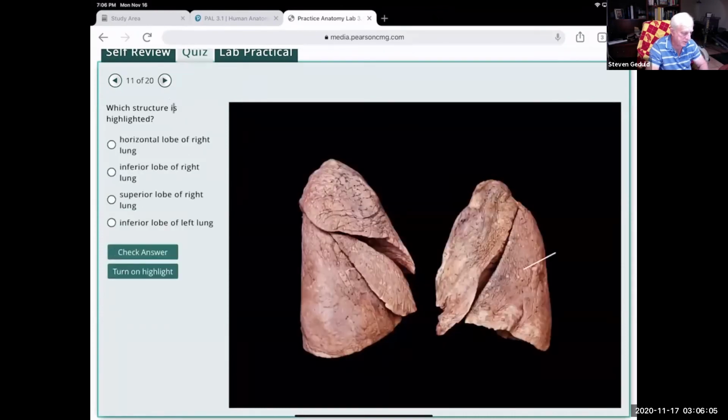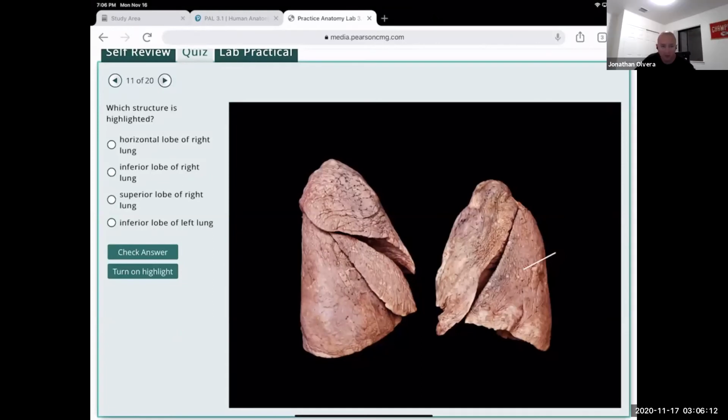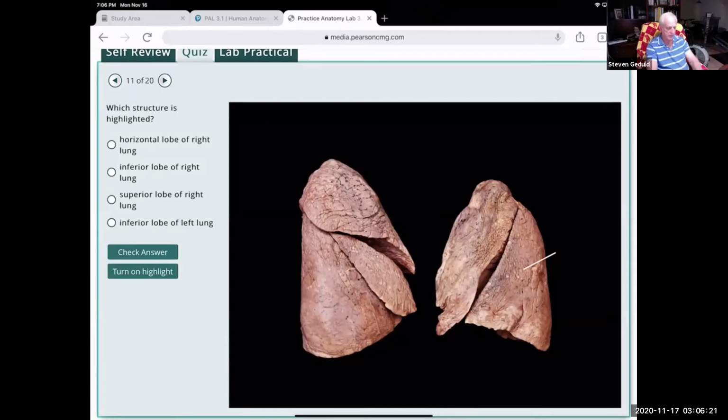All right, is the arrow pointing to the right or left lung? Left, because there's only two lobes. And what lobe is that? So it's the inferior lobe of the left lung, right? Yes. Inferior lobe of left lung. Perfect.